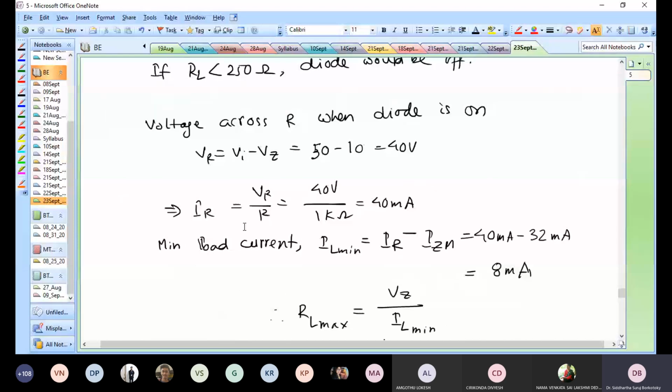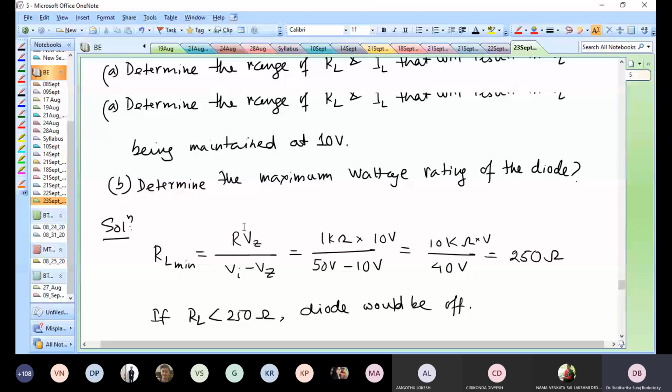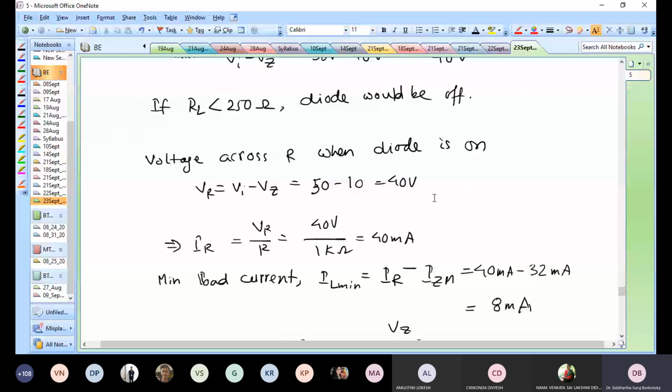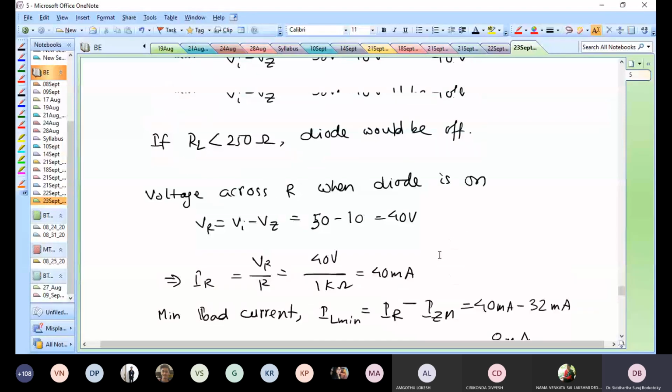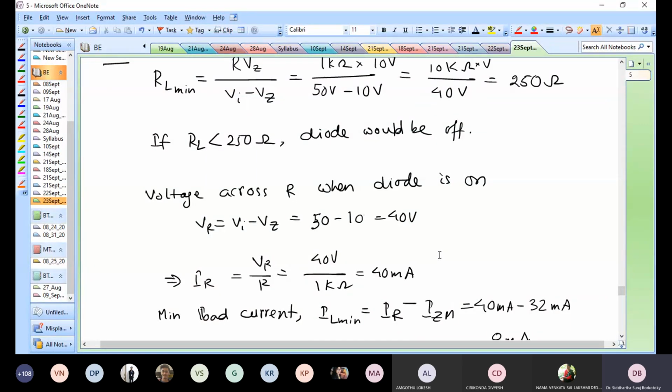And what is the minimum value of the load current? Load current means the current flowing through the load, IL. You get the minimum IL when IZ is maximum. The minimum load current is IR minus IZM. IR we just found to be 40 milliamperes. And IZM is the maximum current supported by this Zener diode, which is 32 milliamperes, given in the problem. So the difference is 8 milliamperes.